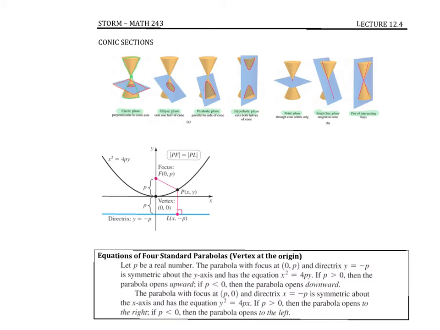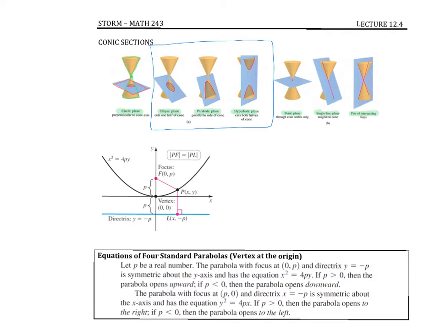In this section, we're going to be concerned with three of these conic sections, and that would be an ellipse, a parabola, and a hyperbola. So the first thing we're going to do is look at the parabola, which would be the conic section that's familiar to most of us.